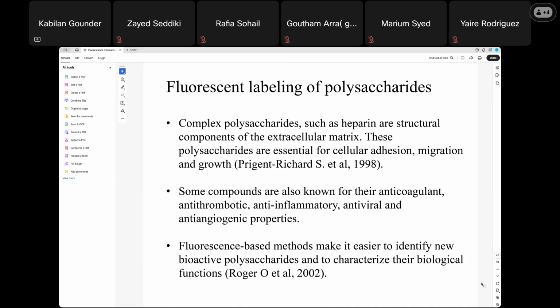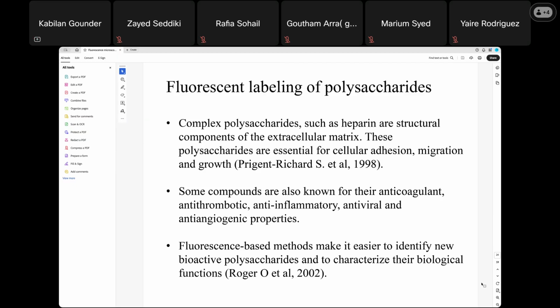So complex polysaccharides such as heparin are structural components of the extracellular matrix. These polysaccharides are essential for cellular adhesion, migration, and growth. Based on this technique, it will help us understand these compounds, which are also known for their anticoagulant, anti-thrombotic, anti-inflammatory, antiviral, and anti-angiogenic properties. So we are able to gain more knowledge about all these compounds.